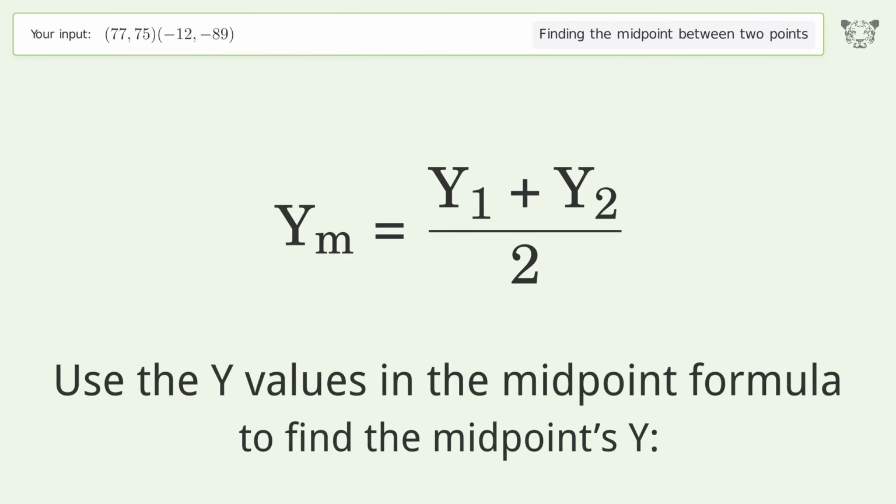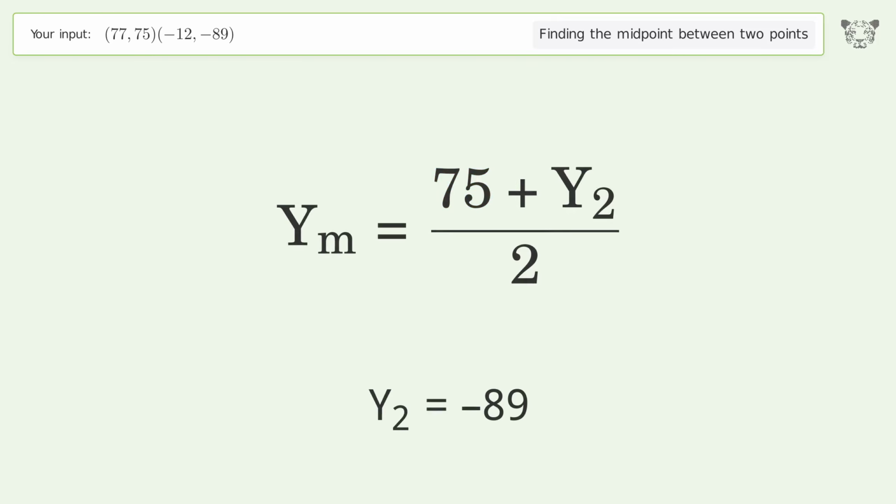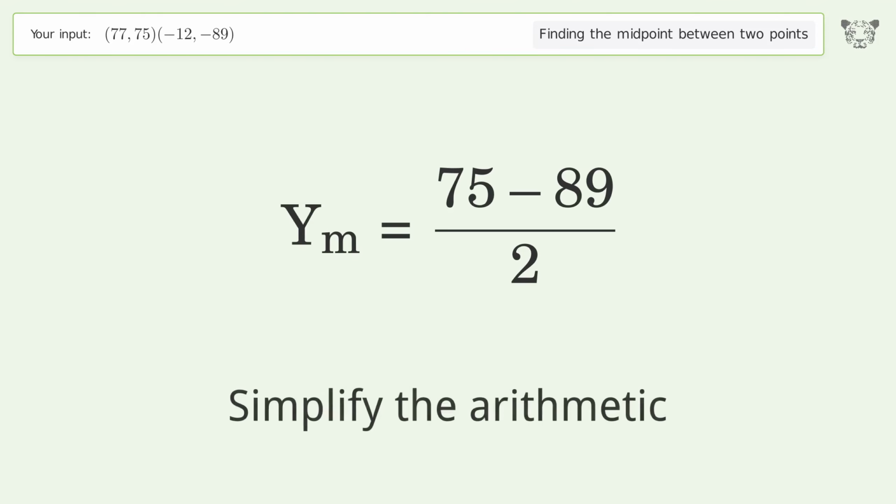Use the y values in the midpoint formula to find the midpoint's y. y1 equals 75. y2 equals -89. Simplify the arithmetic.